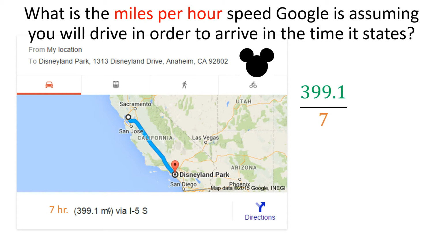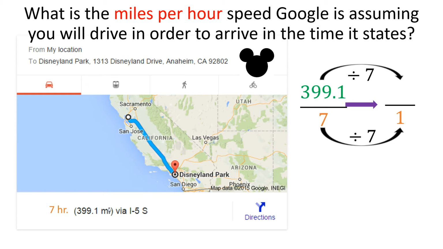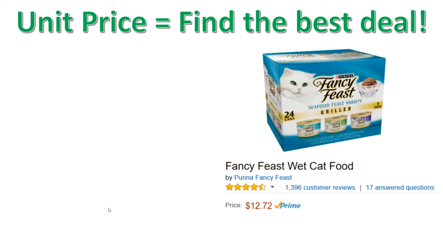So to find out how fast you're traveling on average, because obviously you're going to drive different speeds in a city versus on the freeway, but for the average per hour, you're going to get that 7 to become a 1 by dividing by 7. 399.1 divided by 7 means Google thinks you're going to go an average of 57 miles per hour in order to get to Disneyland in 7 hours.